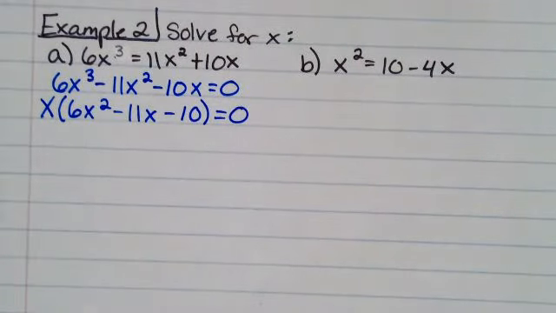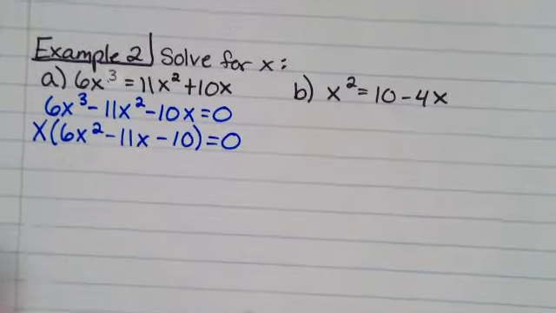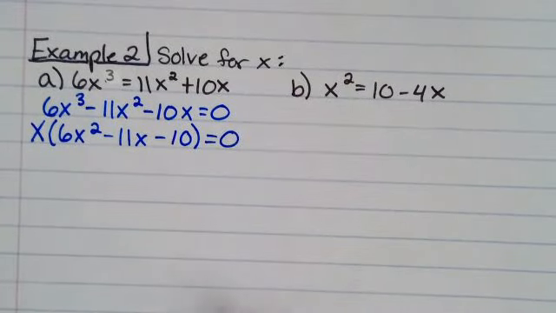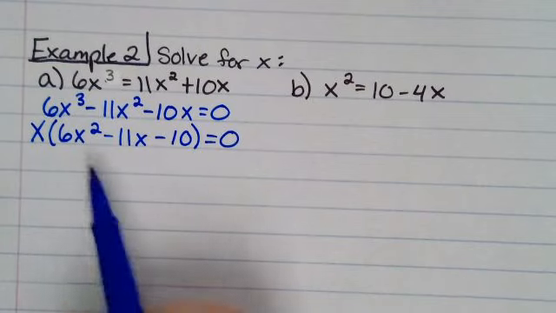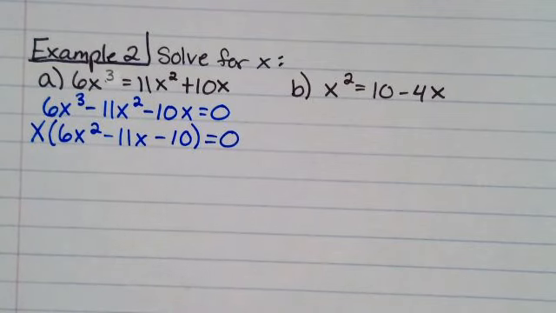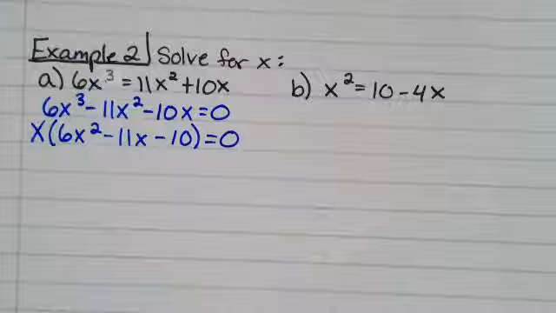Now, if there was a constant or a coefficient, if there was a number that I could factor out as well, then I would totally do that. But there are no common factors between 6, 11, and 10 other than the number 1. That means we are going to just continue from here.